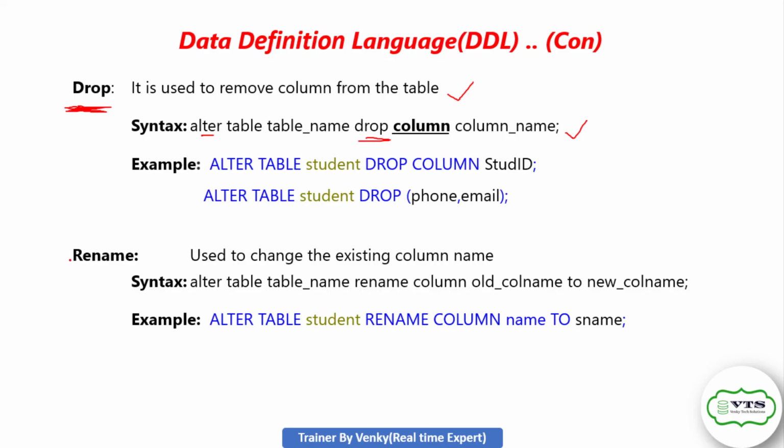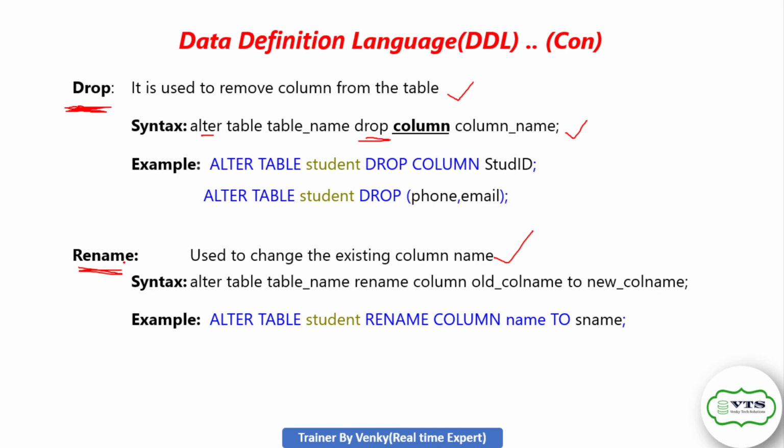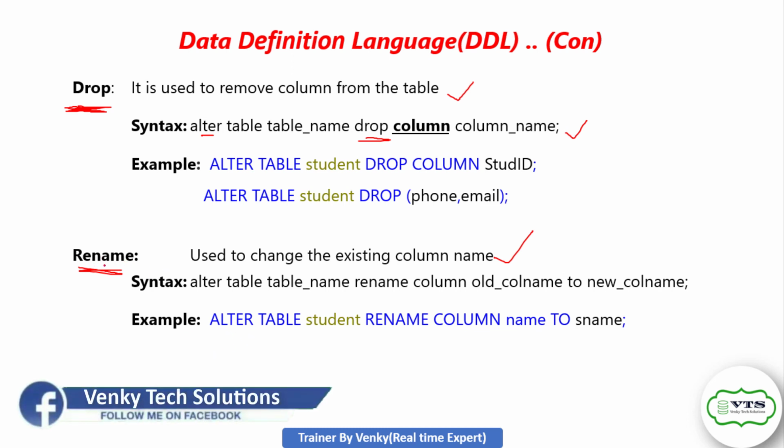Okay, and next, RENAME. RENAME is used to change an existing column name. For example, you want to rename student ID to ID. Here the column is student ID, and we have to rename the column name. Whenever you need to modify, rename or change the column name, you must use the RENAME keyword along with the ALTER command. You can call it the RENAME command also, that's not a problem.